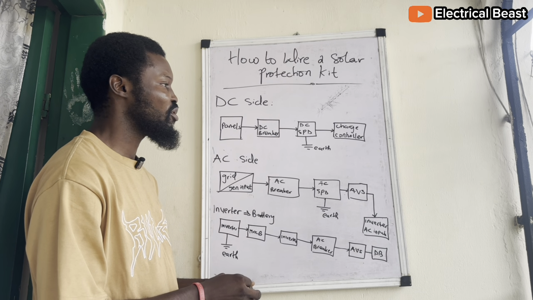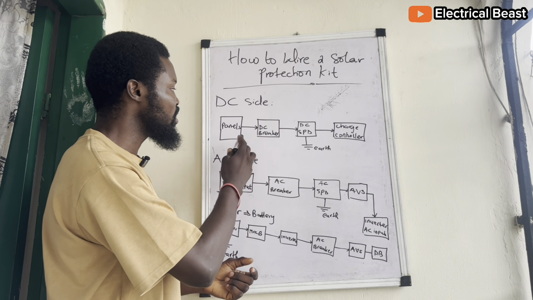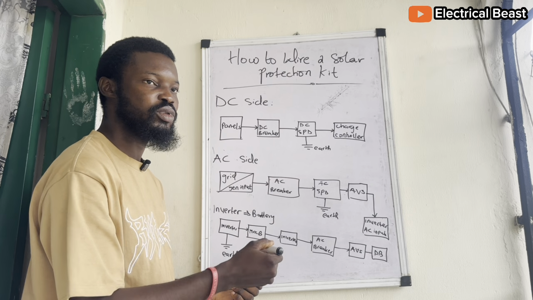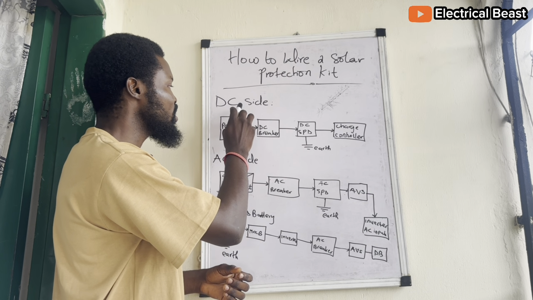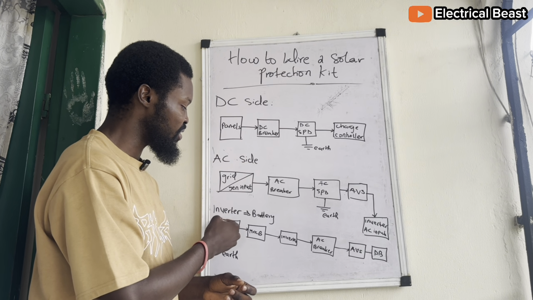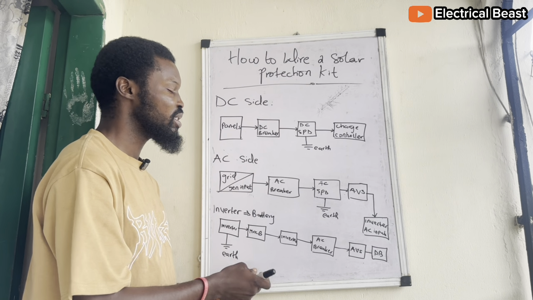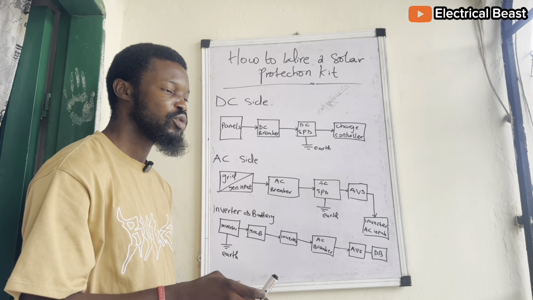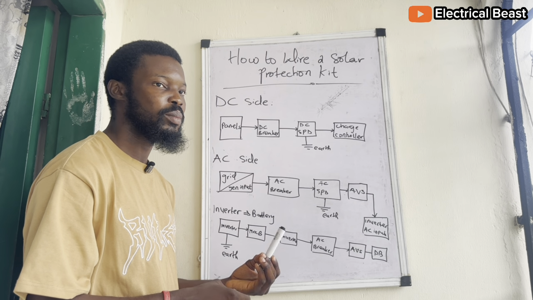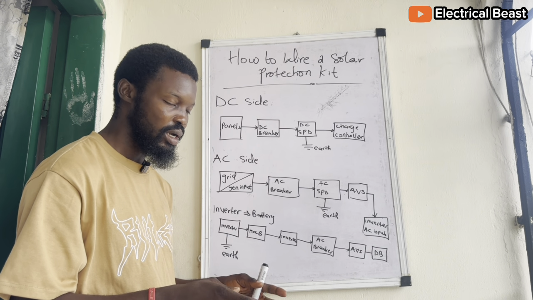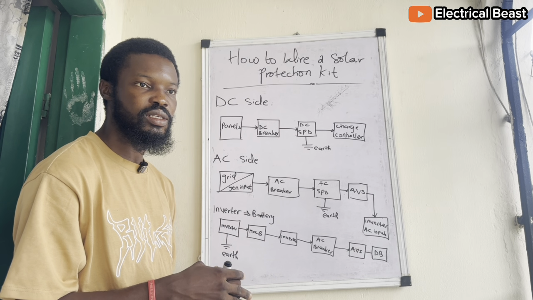Now you can see that I've already given you an outline of how these protection kits or these protection devices are being installed. Now from the DC side, the AC side, and also the inverter and the battery. So I'm going to quickly explain all of these block diagrams. Then from here, we move into how to practically connect the components in a solar protection kit inside a combiner box using cables, screwdrivers, and so on and so forth.